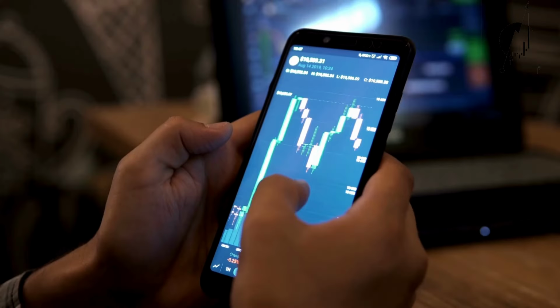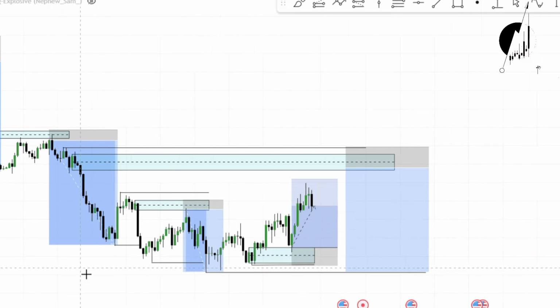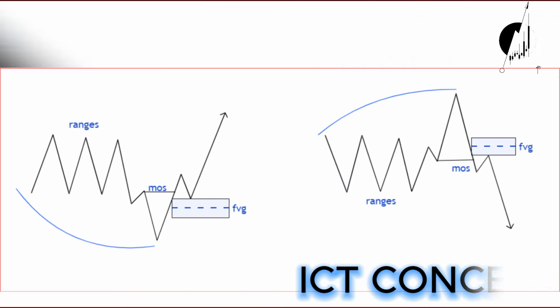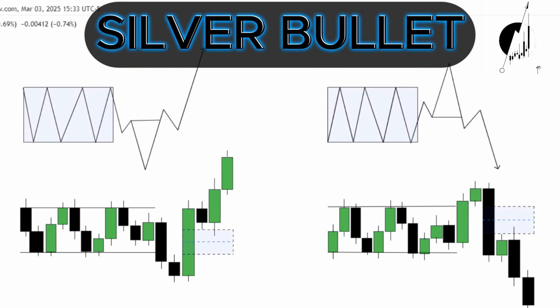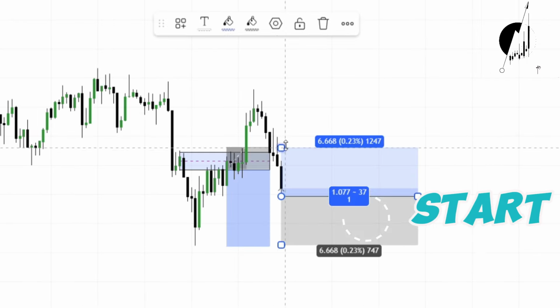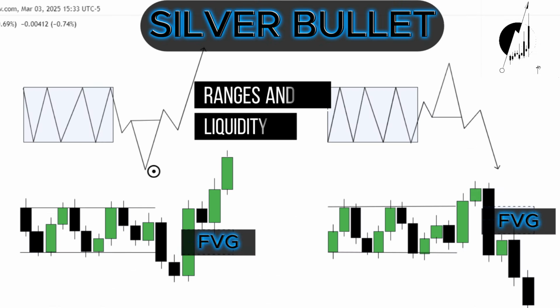Have you ever wished for a high probability trade setup that consistently delivers results? Well, today I'm revealing one of ICT's most powerful concepts, the silver bullet. If you've ever struggled with timing your trades or felt lost in the chaos of the market, this is the strategy you need to know. Stay tuned because I'll break it down step by step with real-world examples.